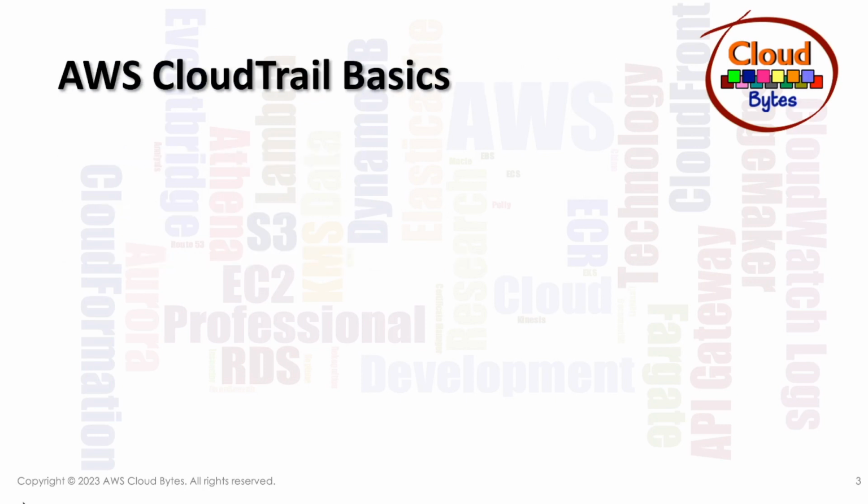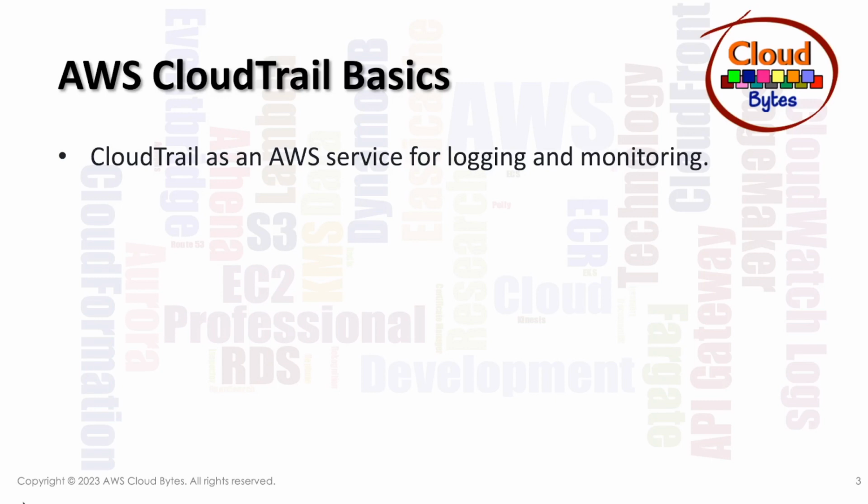Let's look at some of the basics. CloudTrail as an AWS service for logging and monitoring. This service, CloudTrail, is designed as a dedicated AWS service specifically focused on logging and monitoring activities within your AWS account. There is a difference between what CloudWatch is versus CloudTrail. We'll cover that a couple of slides down from here. But the idea is that the primary focus of CloudTrail is to log and monitor activities within your AWS account.